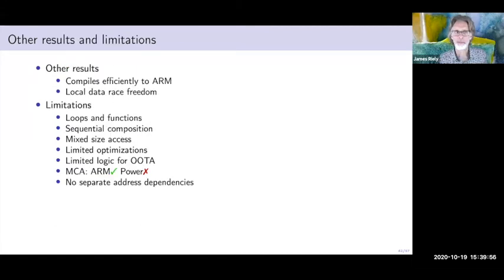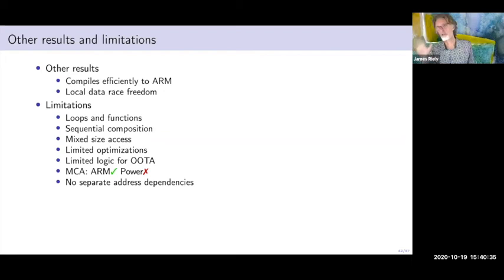Other results in the paper: we have that it compiles efficiently to ARM. We have a local data race freedom result. And the limitations here are we didn't deal with loops or functions. We didn't do proper sequential composition. We've only prefixed one action at a time. And we didn't deal with mixed size access. We haven't dealt with all optimizations. The logic we have for out of thin air is quite weak. It's enough to get us OOTA 4, so we can prove that can't happen, but there's other OOTA examples that I can't prove with that logic.